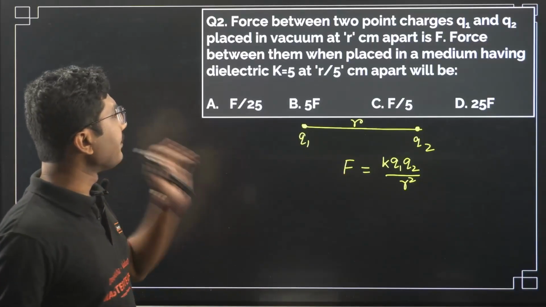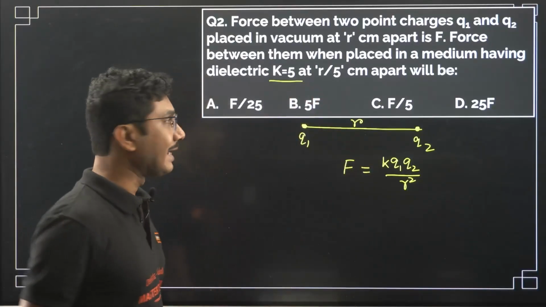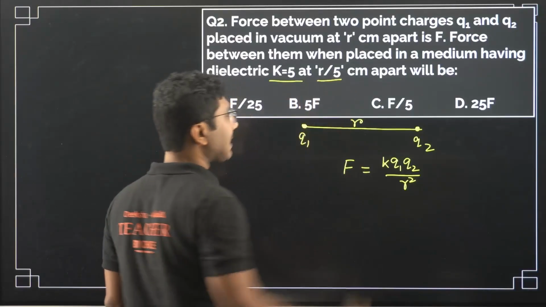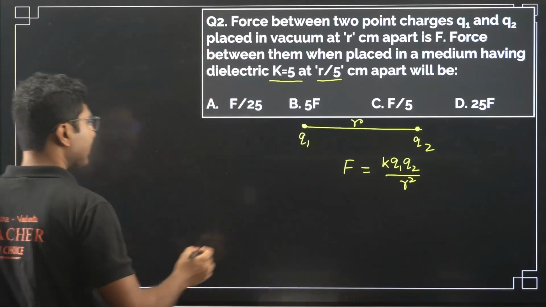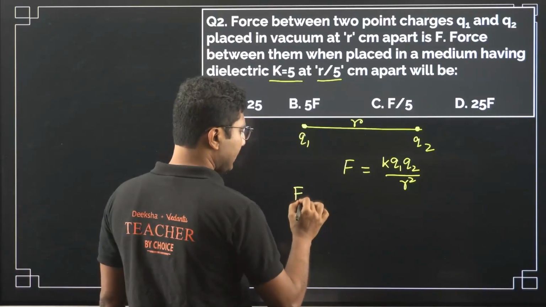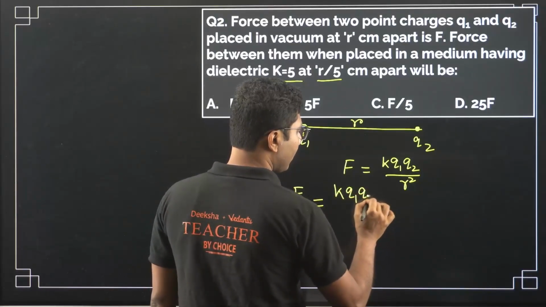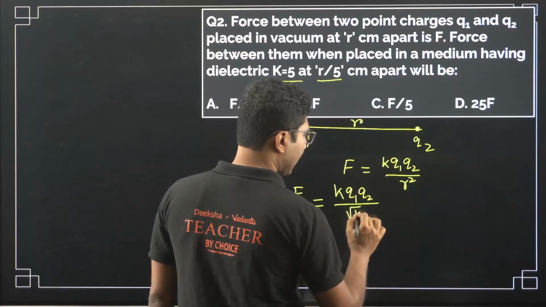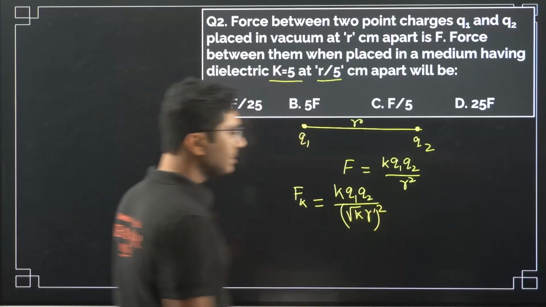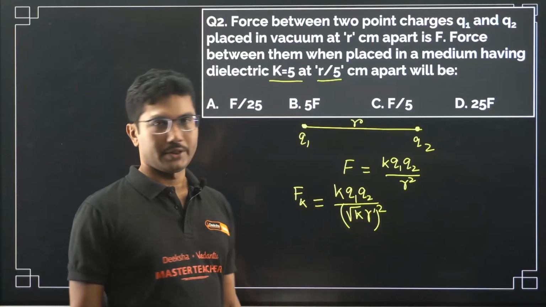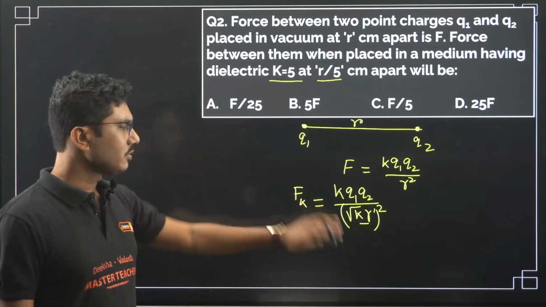Now the force between them when placed in a medium having dielectric constant K at a distance r by 5 centimeter apart will be? So what will be the force in a dielectric medium? If you remember our lecture, force in a dielectric medium is given by k Q1 Q2 over root K into whatever the new distance, whole square. This is the formula. You have to remember it. This is the equivalent distance. The derivation I have not done, but you have to remember it.